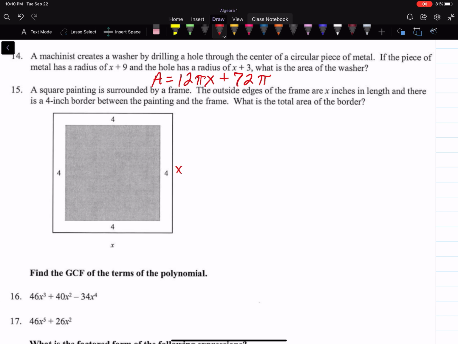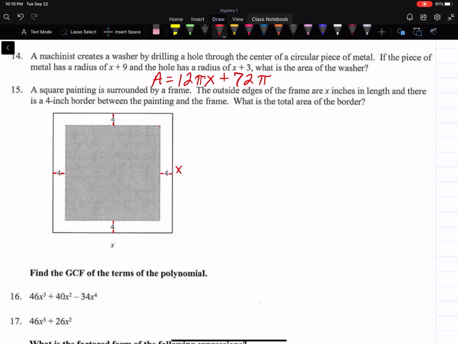So understand, that's not saying this whole thing is 4 inches right here. That's not what it's saying. It's saying the distance from here to here is 4 inches. And the distance from here to here is 4 inches. And same thing from there to there and from there to there. So this border that goes around it is 4 inches. So it wants to know what is the total area of the border.